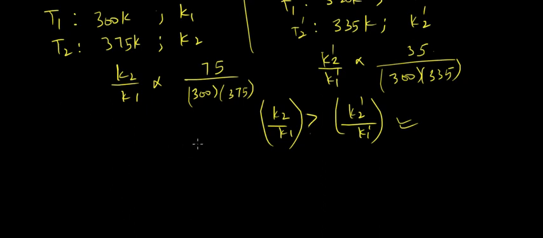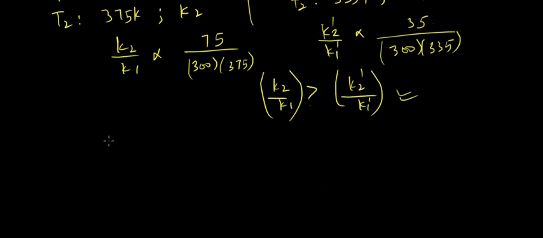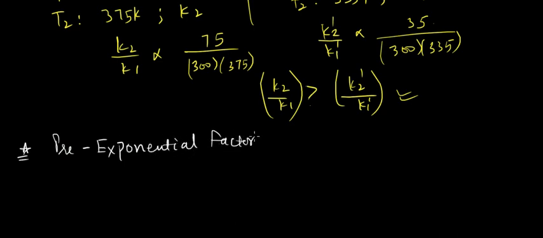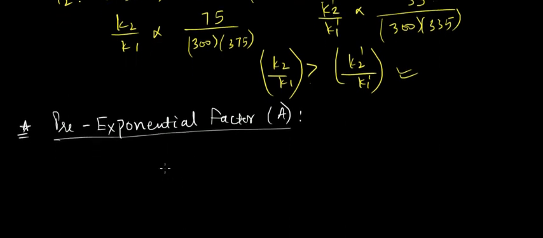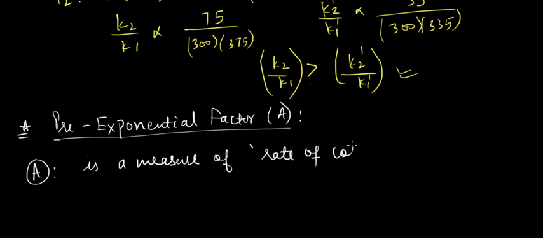Now let's see some more on the pre-exponential factor, which is A. We can write that A is a measure of the rate of collisions irrespective of their energy.